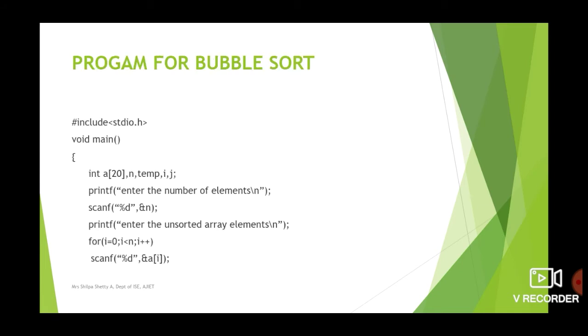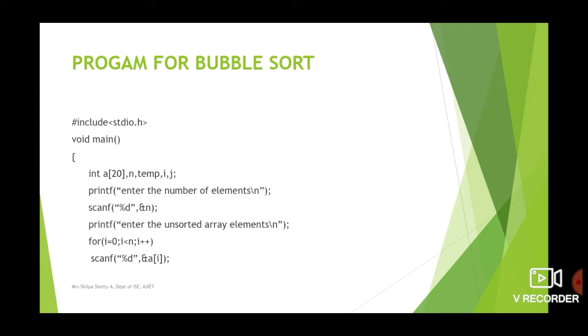So here is a program for bubble sort. First we have the header file #include <stdio.h>. This header file has the predefined functions for reading and writing data. That is, the functions printf and scanf are defined in this header file.